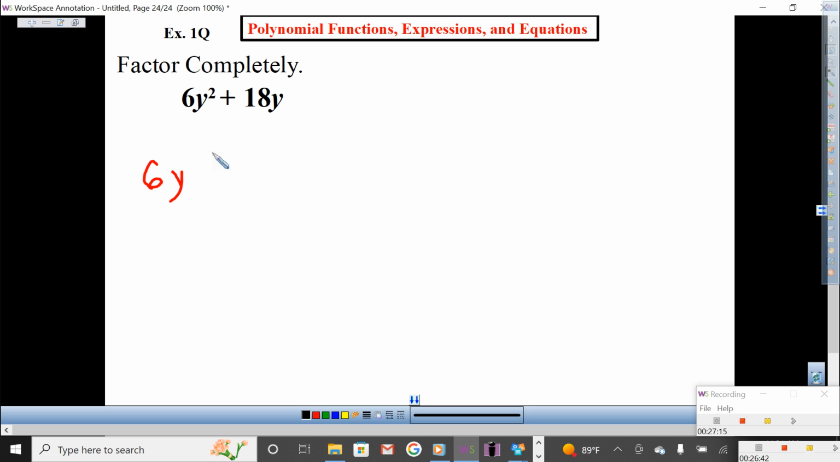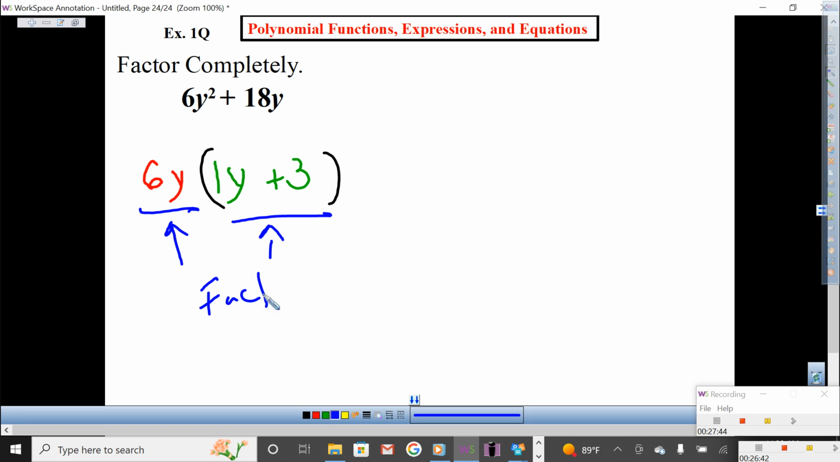So let's see. 6 divided by 6 is 1. We took out a y, so that means we're left with y. Or you can write 1y, that's fine. What is 18 divided by 6? 3, and we took out the y, so our factors are 6y and 1y plus 3. These are what? Our factors.